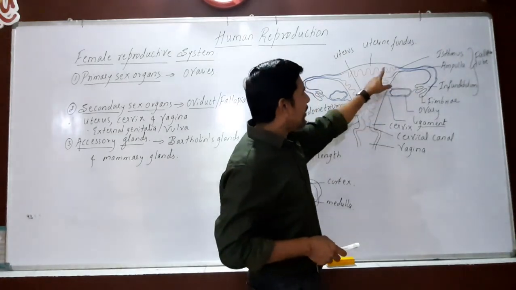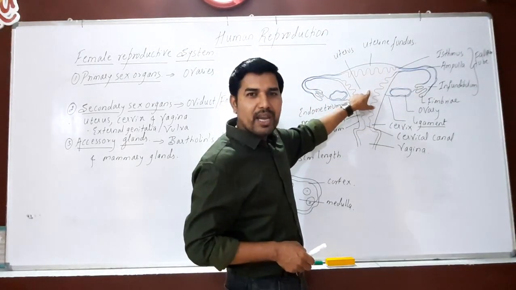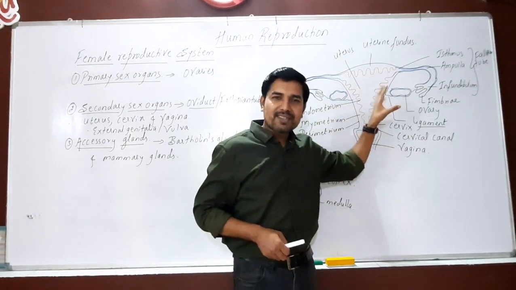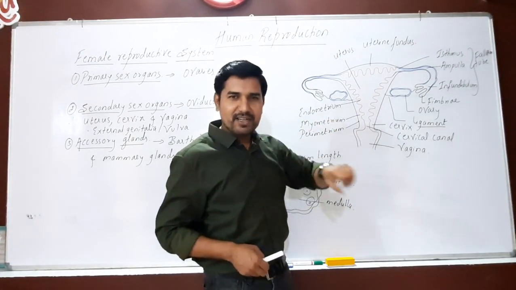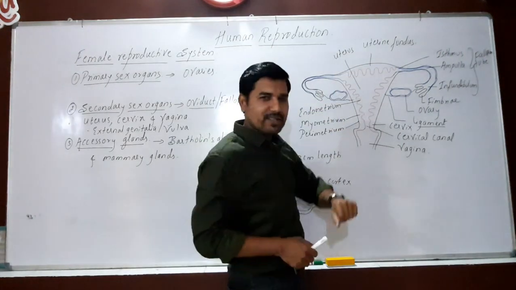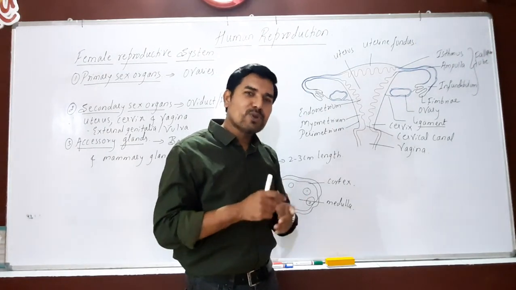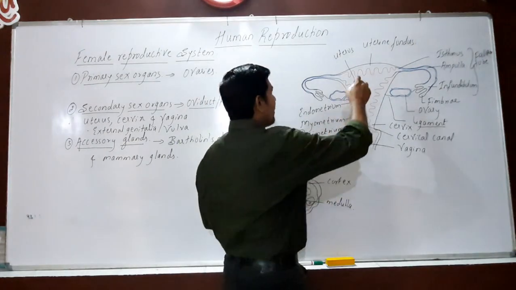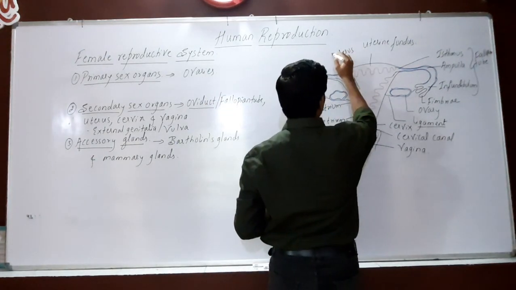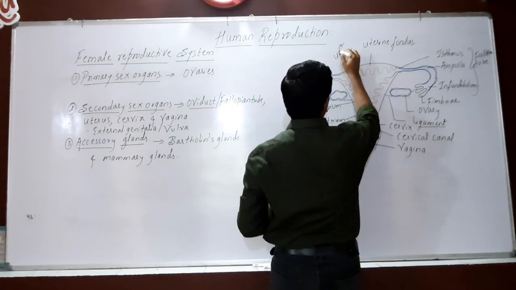Then the fallopian tube will lead into an inverted pear-shaped structure, which is called the uterus. The uterus is also called the womb in the female reproductive system.